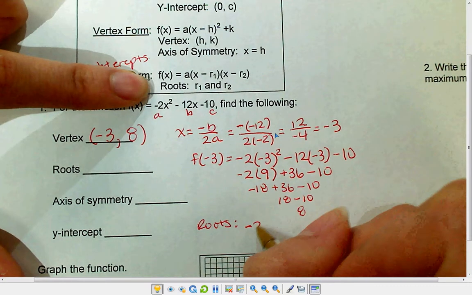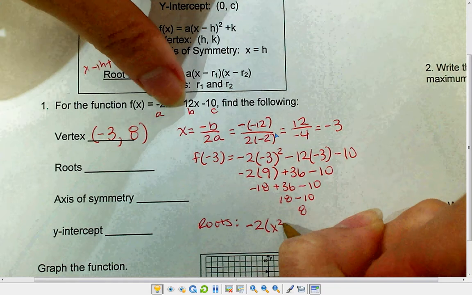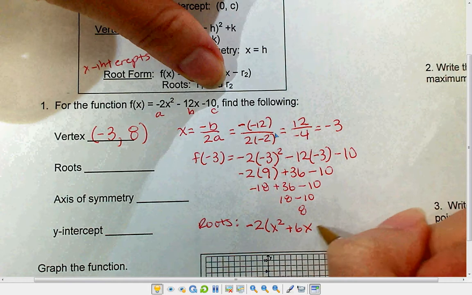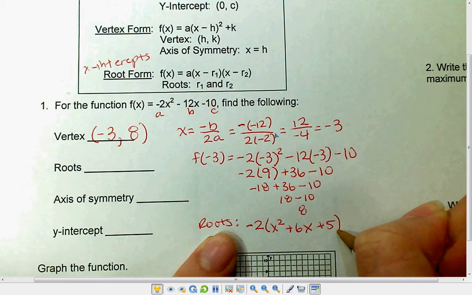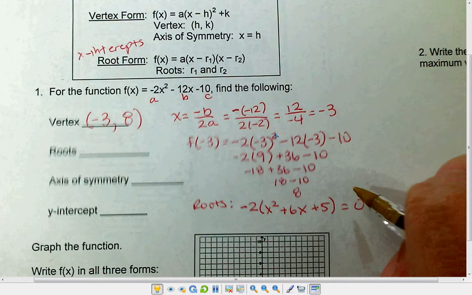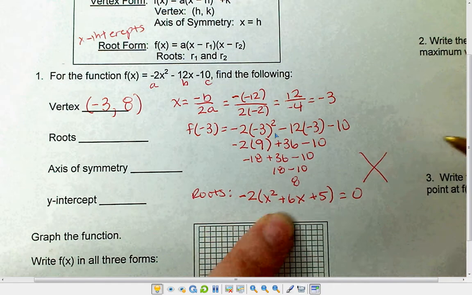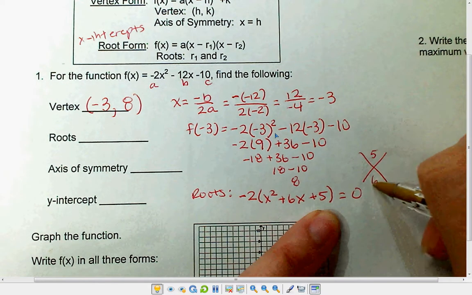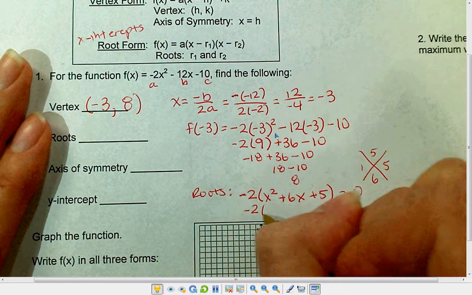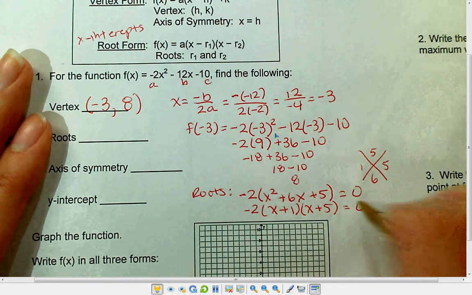So if I take a negative 2 out of everything, this leaves me with x squared. Negative 12 divided by negative 2 gives me a positive 6x. And then negative 10 divided by negative 2 gives me a positive 5. And to solve for my roots, I'm just setting this all equal to 0 because this is when y equals 0. Now from here, this is what I'm factoring, so I'm using my x. What two numbers multiply to give me 5 and add to give me 6? Positive 1 and positive 5. So I can rewrite this as (x plus 1)(x plus 5) equals 0.